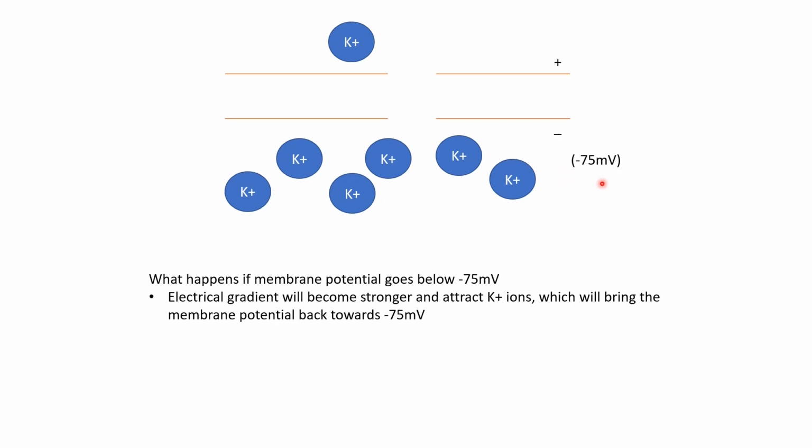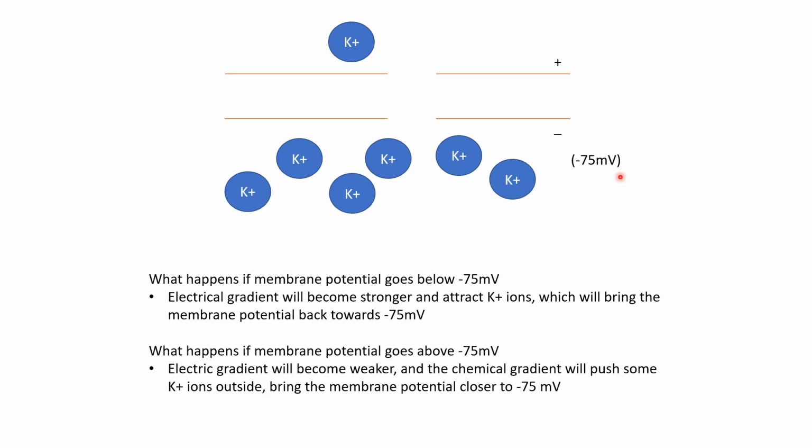Similarly, if the membrane potential is above -75, so let's say it is -60 or -20 millivolts, in that case the chemical gradient still remains the same, but the electrical gradient that was bringing the potassium ions in becomes weaker, and so the net movement of potassium ions is now from inside to outside. And as potassium ions move out, the membrane will start becoming more negative. So from -20 it will start coming towards -30, -40, -50, and eventually it will reach -75 millivolts again.